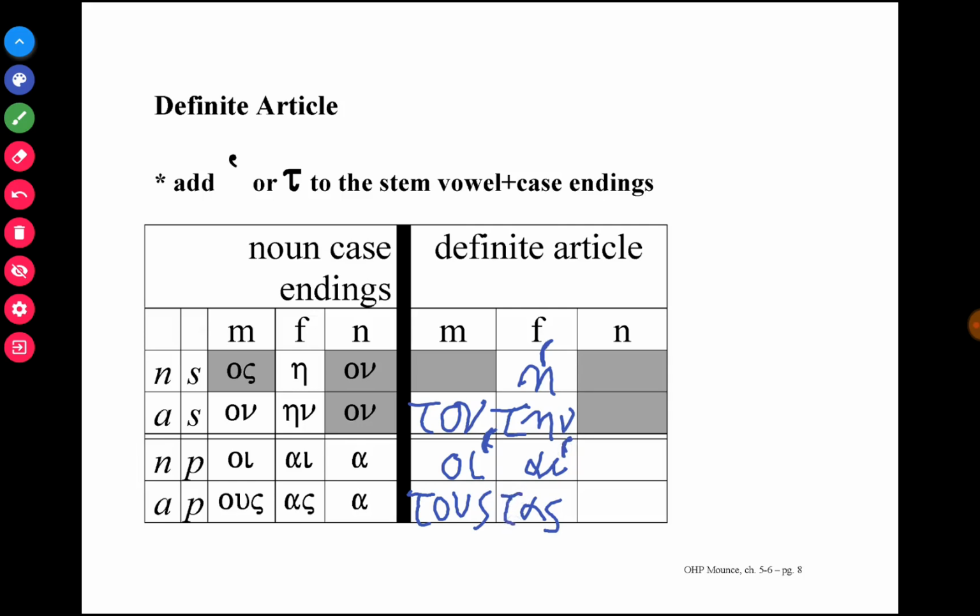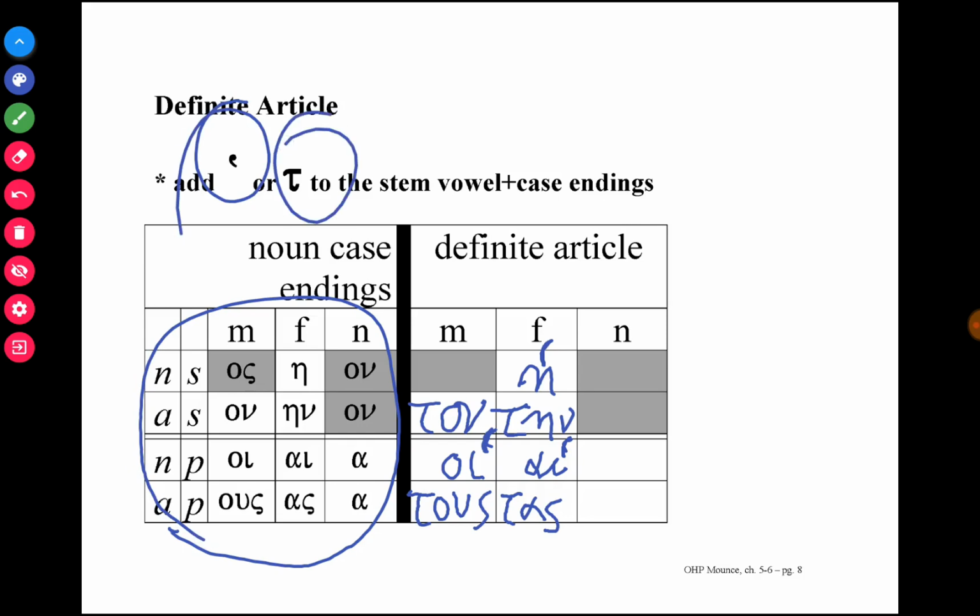It's tas. So notice what I've done. I've taken the same endings here, and I've either added a rough breathing mark or a tau to it, and that's the definite article. All these definite articles, ton, hoi, tus, he, tain, hai, tas, they're all translated "the." But you can only use these articles with the corresponding noun that it modifies. So if the noun is used as a direct object, you have to use a direct object article. If it's used as a subject, you have to use a subject article. If it's plural, you have to make sure that your article is plural if the subject's plural, and so on.